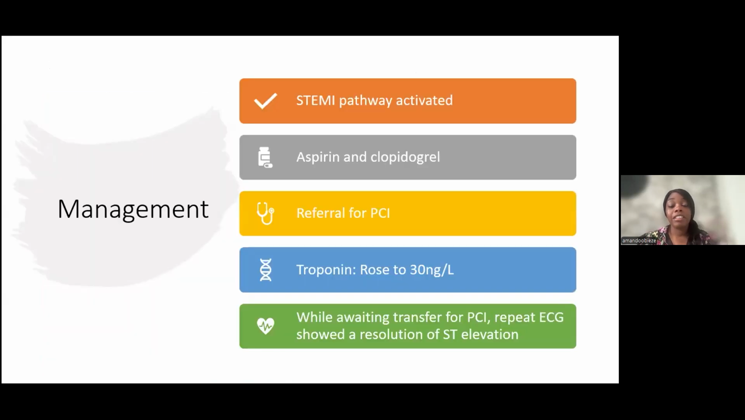So immediately we activated the ST elevation MI pathway, which involved giving aspirin and clopidogrel, and we referred him for percutaneous coronary intervention. His GRACE score came back up to 30, which was previously less than 4. And while we were awaiting transfer for PCI, because he wasn't at a PCI center, we repeated the ECG and it showed complete resolution of the ST elevation. Next, please.